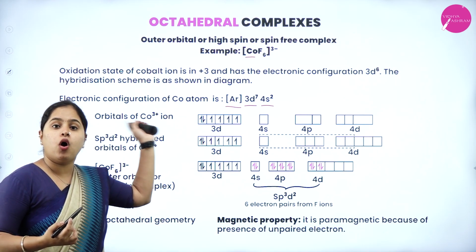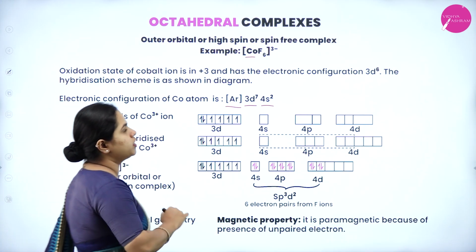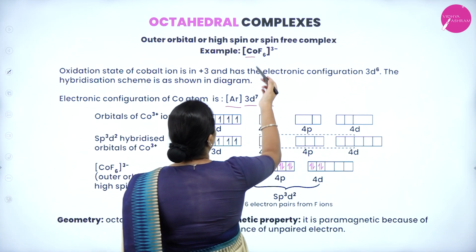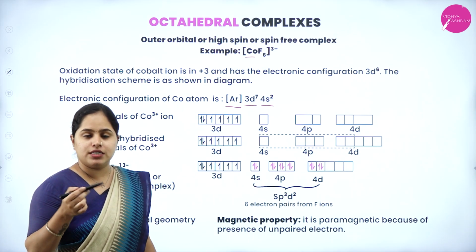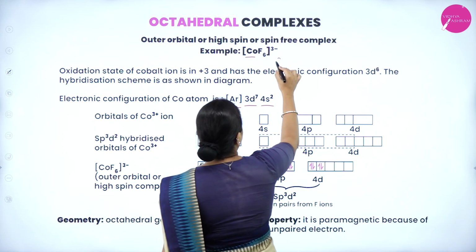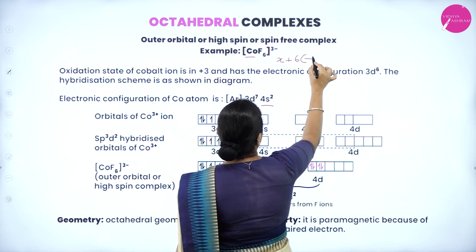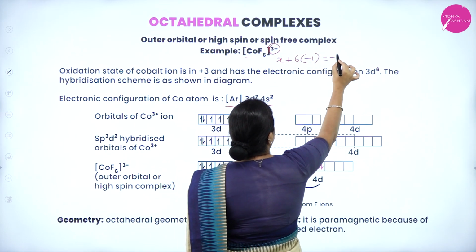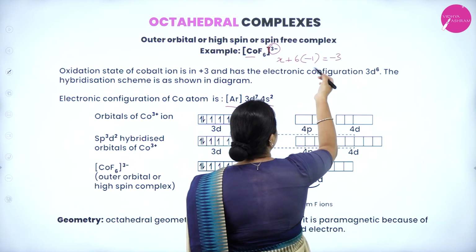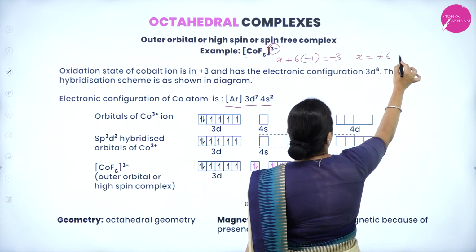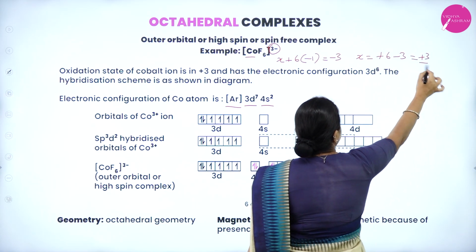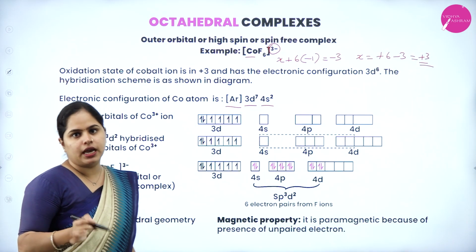Now we have to calculate the oxidation number of cobalt in this particular coordination compound. Fluorine is anionic, with a -1 charge, and 6 of them are there. So x plus 6 into -1 will be equal to -3. 6 into -1 is -6, so x will be equal to +6 -3, which will again give me +3. So the oxidation number is again +3.